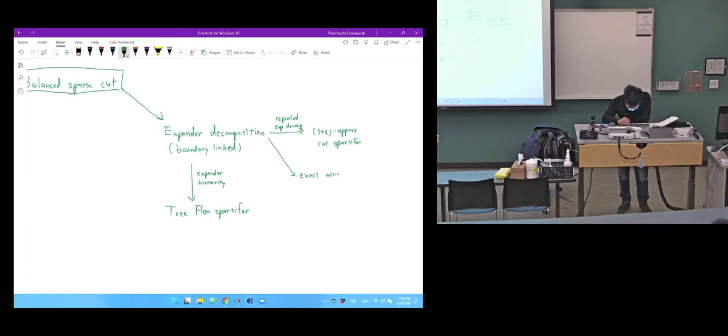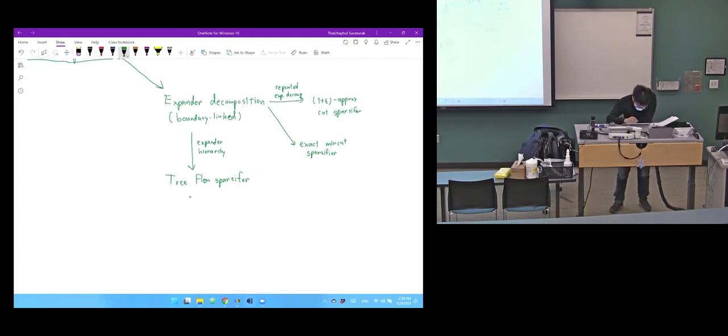There are others, for example, the exact min cut sparsifier. Anyway, maybe do it later. There are more sparsifiers that I didn't present in this class that are based on expander decomposition.